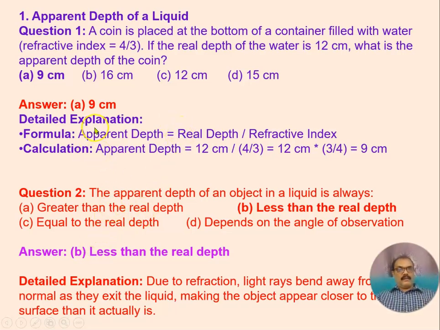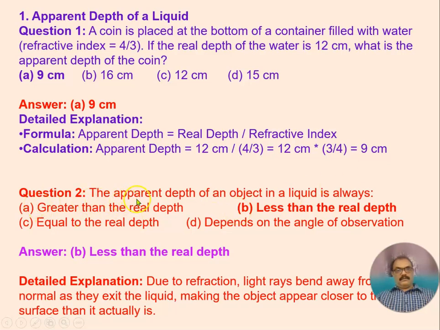Answer. A. 9 centimeters. Detailed explanation. Formula: apparent depth equals real depth divided by refractive index. Calculation: apparent depth equals 12 centimeters divided by 4/3, which equals 12 centimeters times 3/4, which equals 9 centimeters.